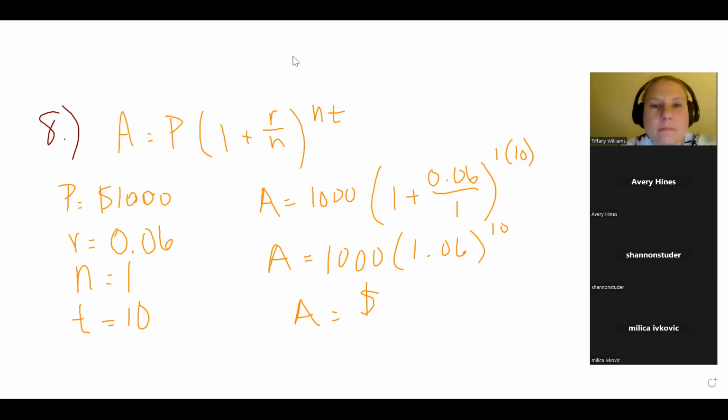I got 1,790.85. That's exactly what Trevor got. Awesome. So that's going to be our A value. So 1790.85. That's the compounded amount. So remember the directions for the question said find the compound amount and the interest earned. So that's the compound amount.